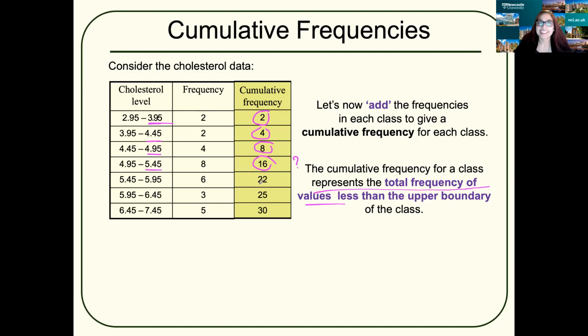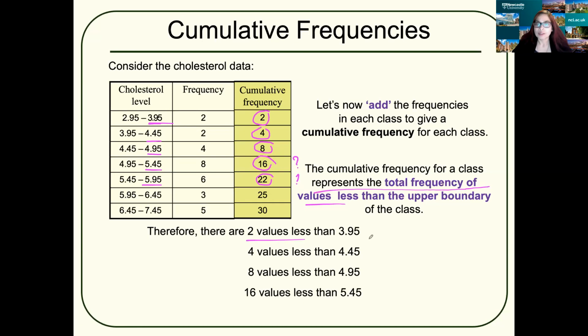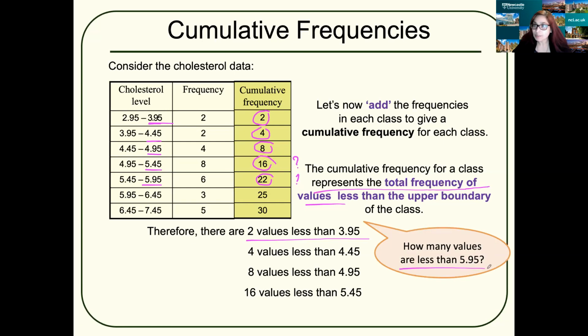5.45. There are 22 adults whose cholesterol level is below 5.95. Very good, and so on. That's what cumulative frequency helps us to read. There are 2 values less than 3.95 and so on. Now let me ask you, how many values are less than 5.95? Good. There are 22 values less than 5.95. There are 25 values less than 6.45 and so on.